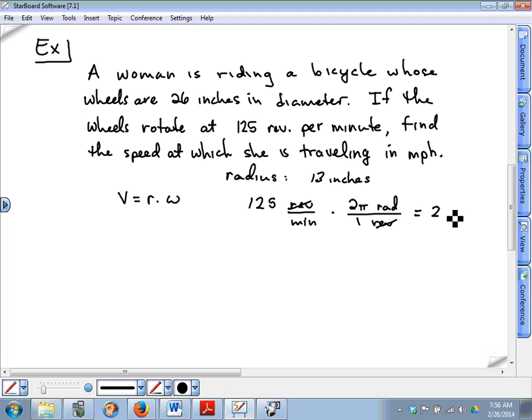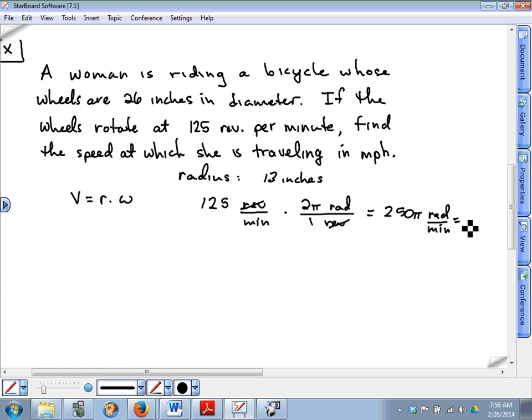It's 250 pi radians per minute. That we can now call omega because it's in terms of radians per unit of time. It doesn't have to be per minute. It could be per second or per hour, but it just has to be radians per some unit of time. So we have everything we need. We can now calculate the linear speed.